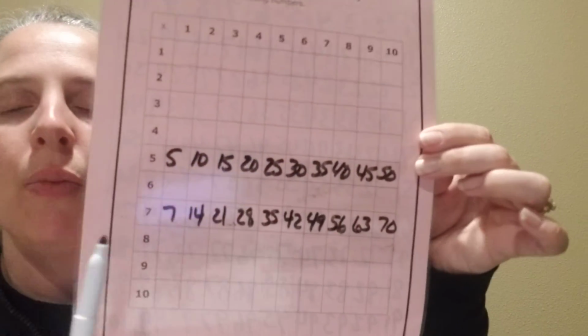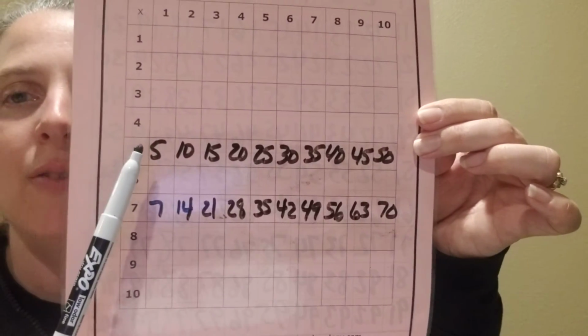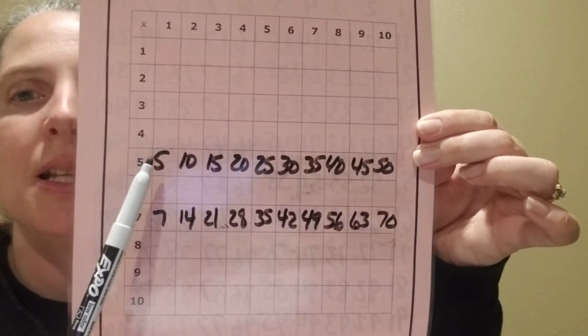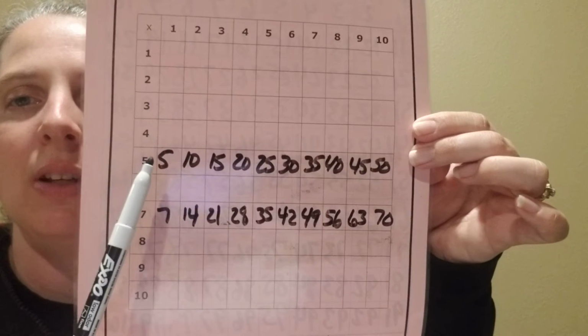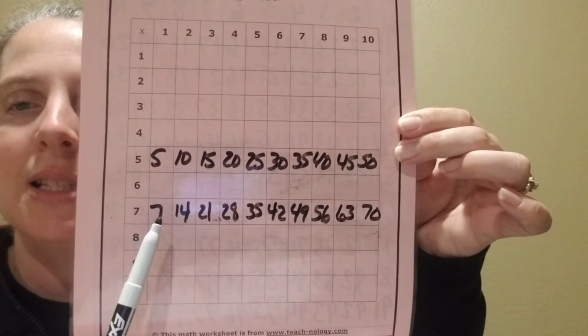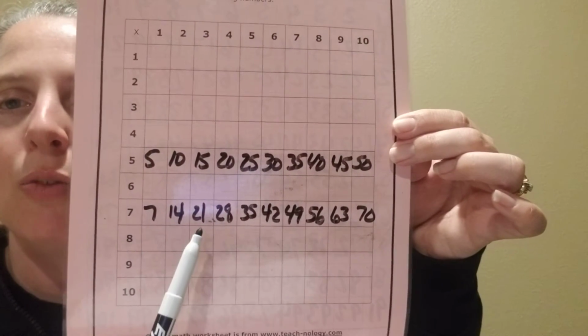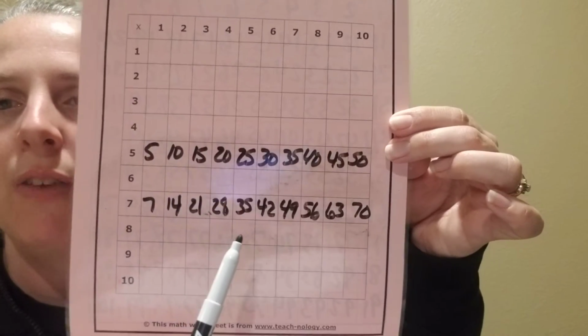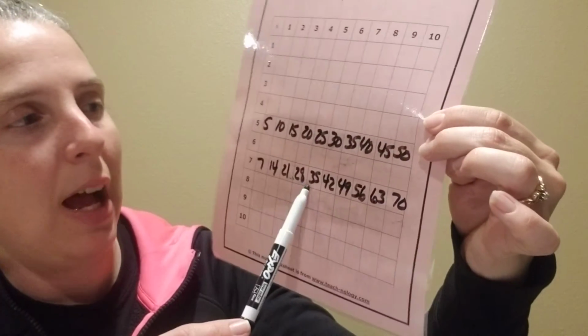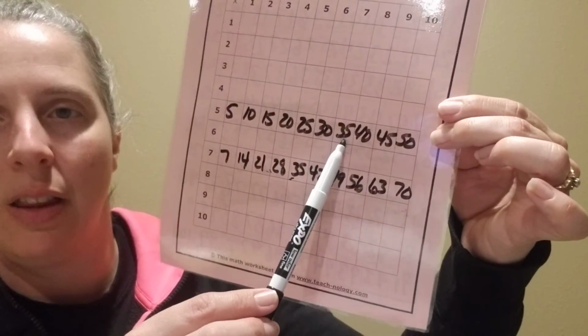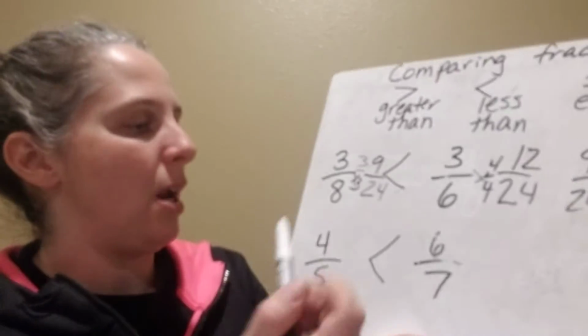Okay, so if I'm counting by 7s, I know that I have to find a multiple. That means a number that 5 can make and a number 7 can make. I can go across and look. What's the first number that ends in 0 or 5? 35. And we know we're going to find that on the 5s. Okay, so that's going to be the new denominator.